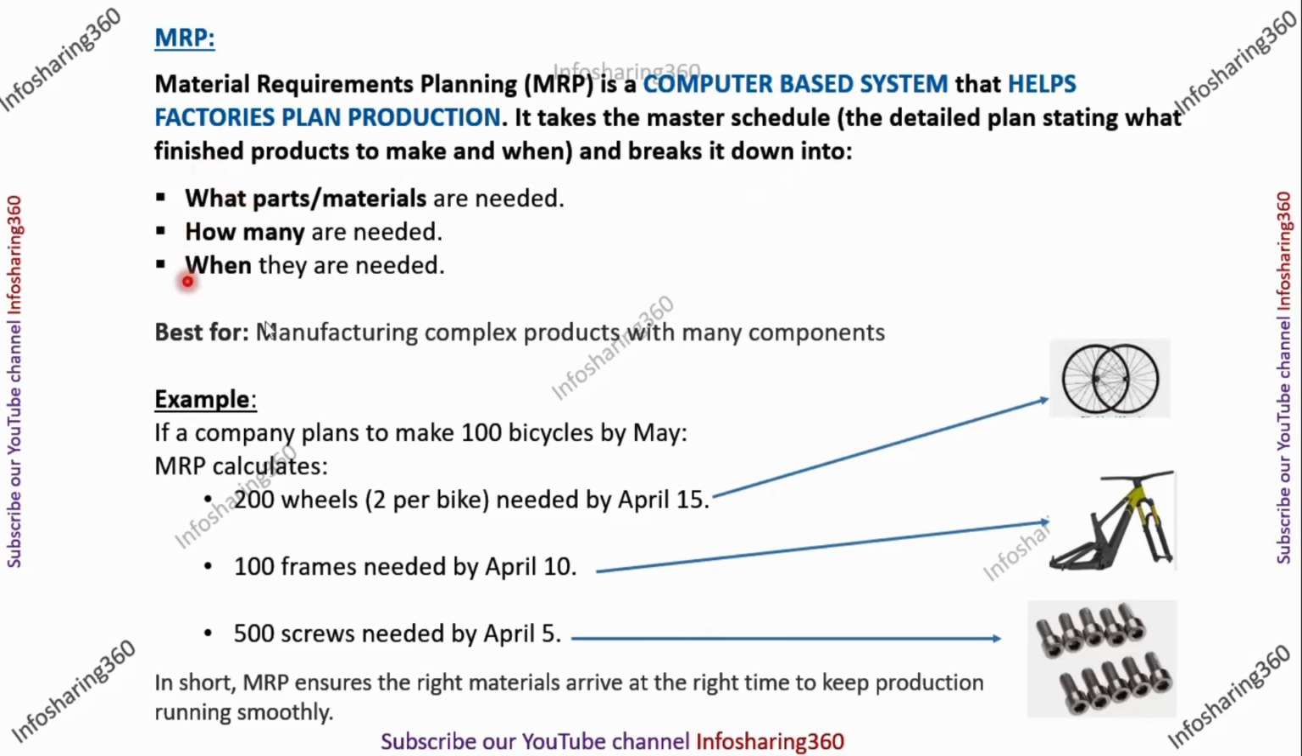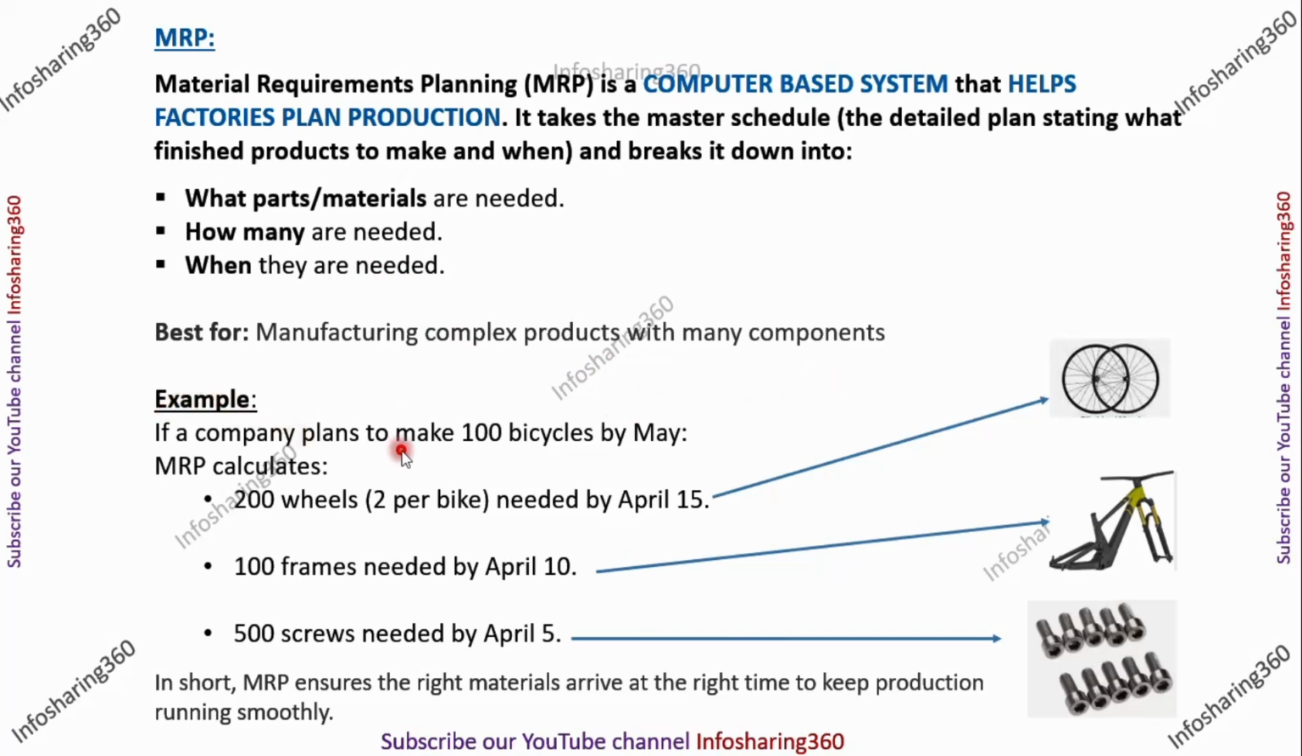It figures out three key things. First, what parts or materials are needed. Second, how many of each are needed. Third, exactly when they are needed. MRP is especially useful for manufacturing complex products with many parts.